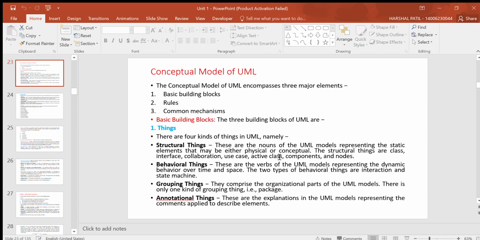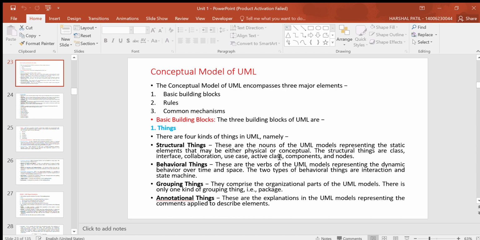Conceptual model of UML. The conceptual model of UML encompasses three major elements: basic building blocks, rules, and common mechanisms. Basic building blocks: the three building blocks of UML are things, relationships and diagrams. There are four kinds of things in UML, namely structural things. These are the nouns of the UML model, representing the static elements that may be either physical or conceptual. The structural things are class, interface, collaboration, use case, active class, component and nodes.